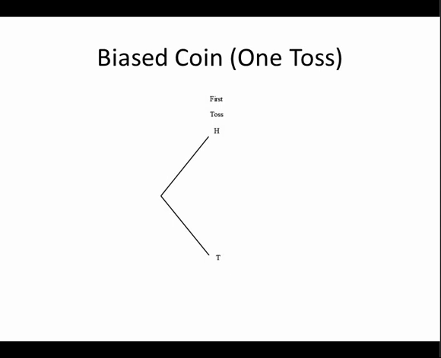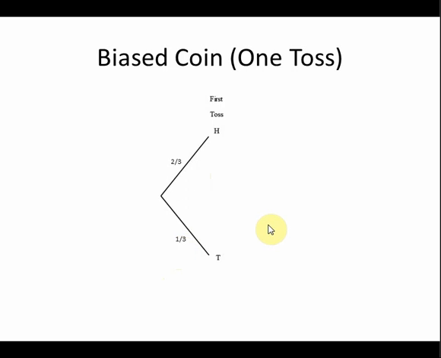We want to start by having a bit of intuition about the binomial distribution. So we'll start by looking at this simple experiment of tossing a biased coin once. We have only two outcomes, which are head and tail. Let's say the probability of getting a head is 2 by 3, which would give us the probability of getting a tail as 1 by 3.